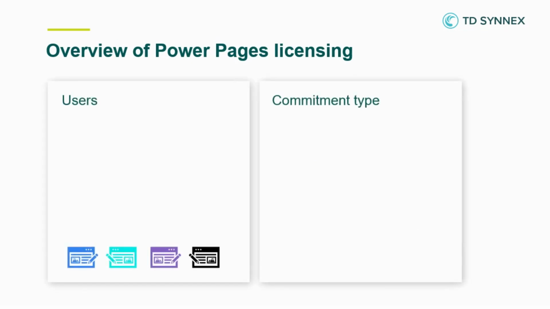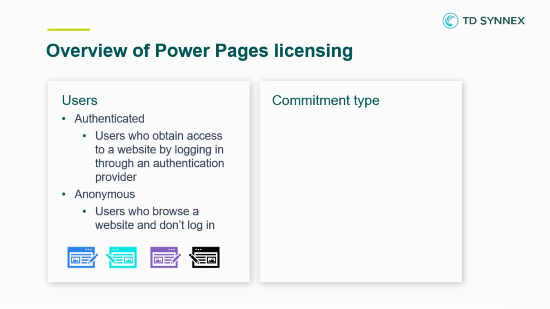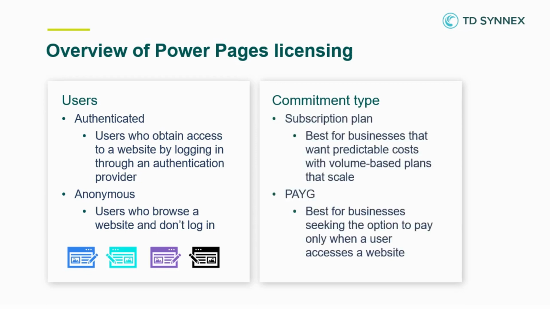When it comes to Power Pages licensing, there are two main concepts that you need to understand: the types of users that might access a Power Pages website, and the commitment that a customer wants to make from a licensing perspective. Users are either authenticated users who have logged in through an authentication provider, or anonymous users who are browsing the website but haven't actually logged in. And customers can choose whether they want to commit to a 12-month subscription plan for payment or alternatively pay on a pay-as-you-go basis. So let's have a look at what's available.